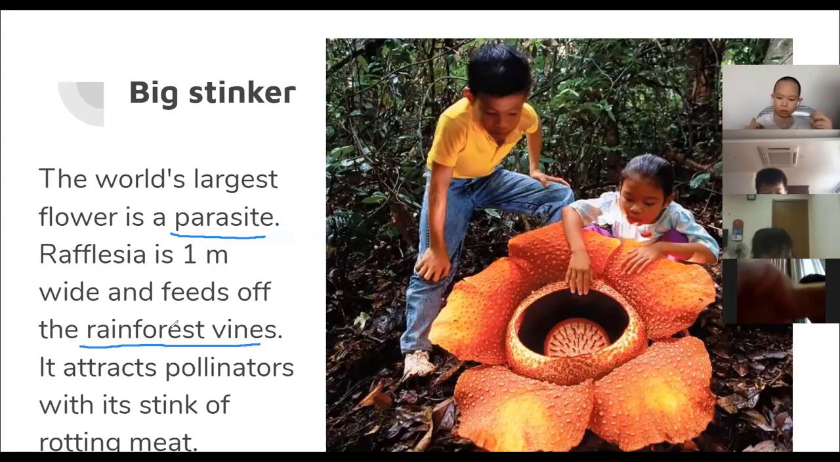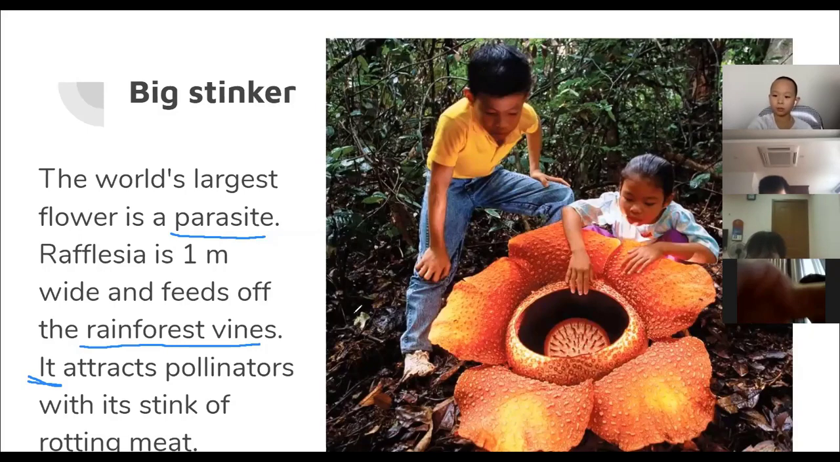Okay, let's read the point. So after rainforest vines, can you read it for me? It attracts pollinators with its stink of rotting leaves. Yeah. So it attracts pollinators. So it's a big flower trying to attract pollinators.